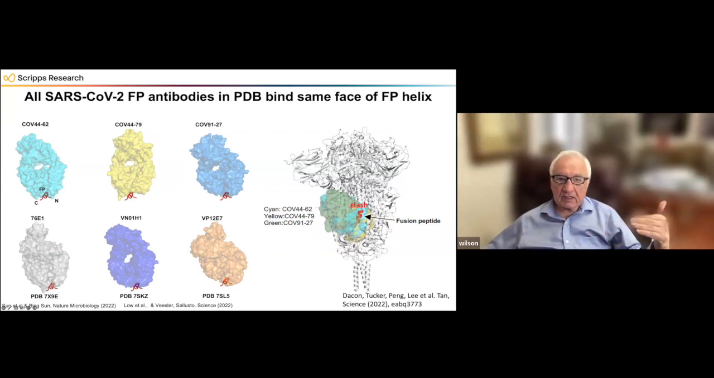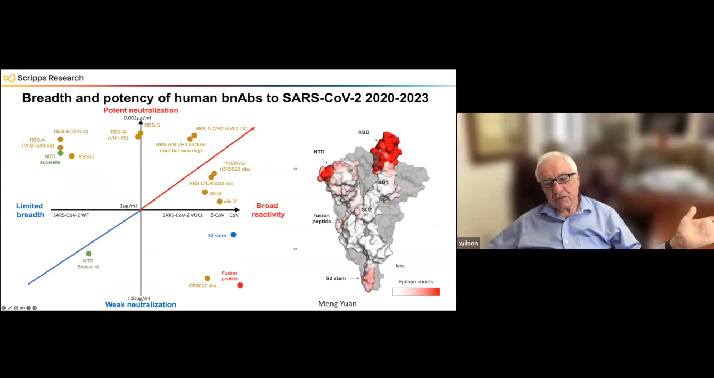So I showed you that in some cases we've had 40 years of finding antibodies, but for this region we've only really had 3. But as you can see, we're now populating this area. This is the quadrant we want: potent neutralization, broad reactivity. Most of the antibodies have been to the RBD, some to the NTD, but there are large swaths of the surface that have been largely unexplored where there might be greater breadth. So now is not the time to stop.